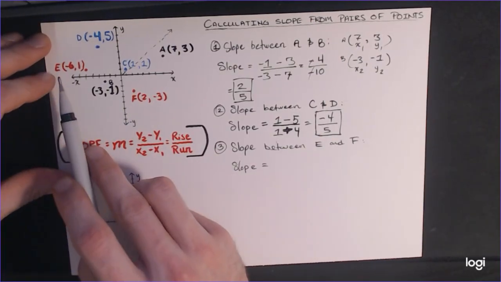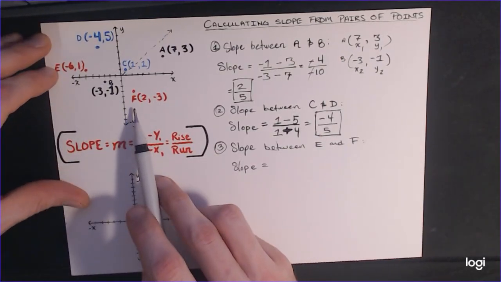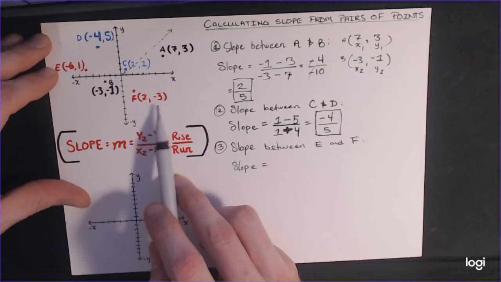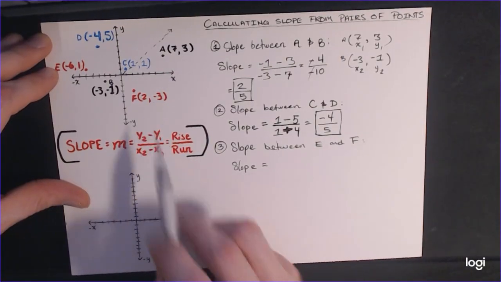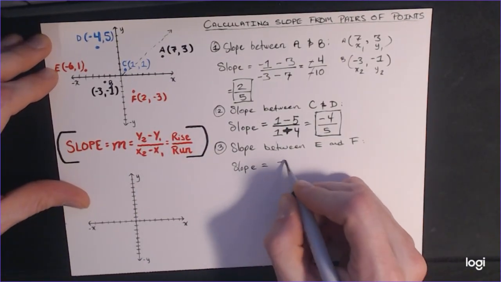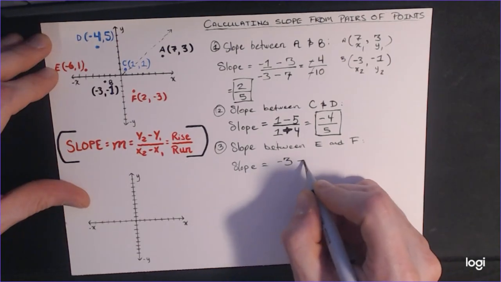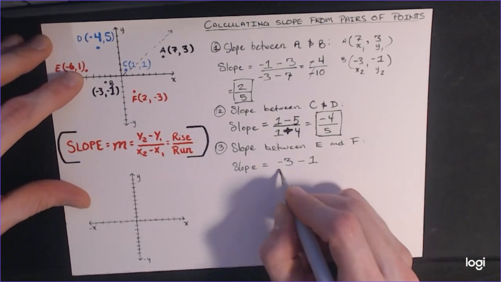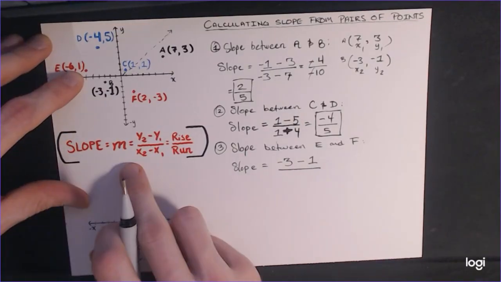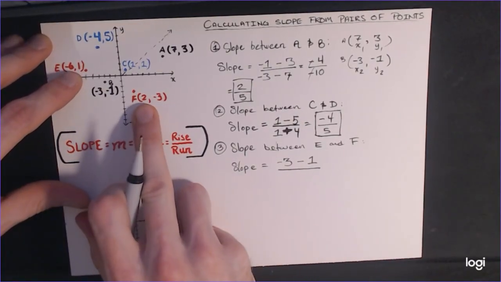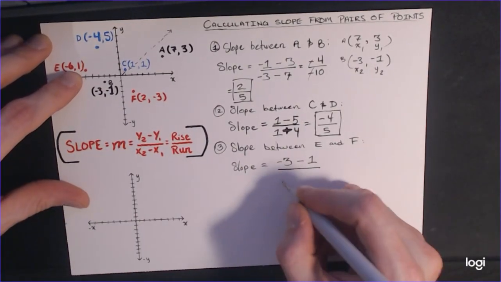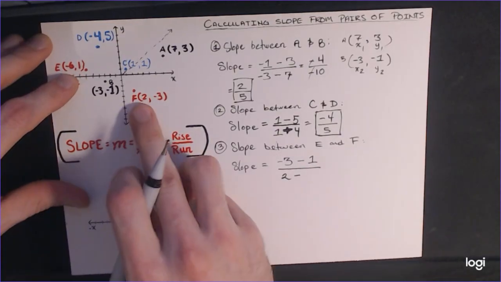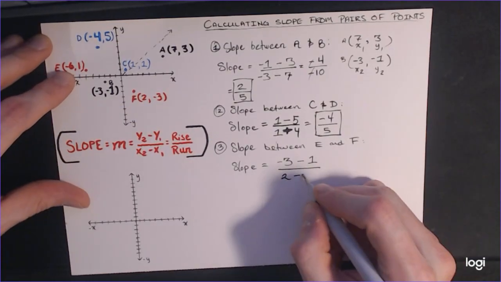E is going to be our first point. F is going to be our second point. So let's write our y2, the y value from our second point first, which is going to be negative 3, minus the y value from our first point, which is 1. And then over here we have the x value of our second point, which is 2, minus the x value of our first point over here, negative 6.